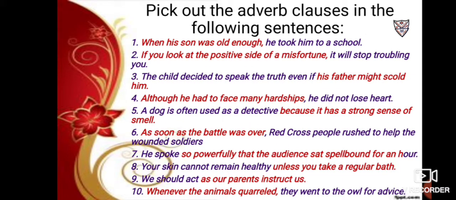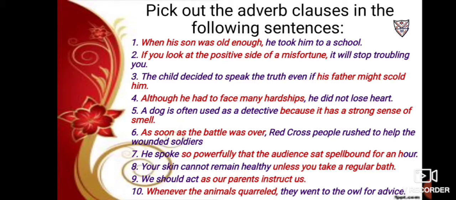Now in this exercise, children, you have to pick out the adverb clauses. Number one is: when his son was old enough, he took him to school. In this also I have taught you what an adverb clause is. An adverb clause has subordinating conjunctions; we have given you the 10 categories. Except the first category of the noun clause, the remaining 9 categories are of the adverb clause. An adverb clause can show time, reason, place, result, condition, contrast, comparison, manner.